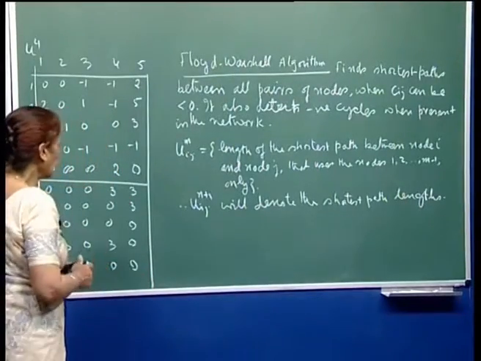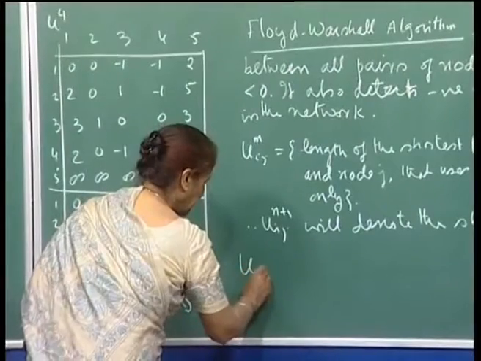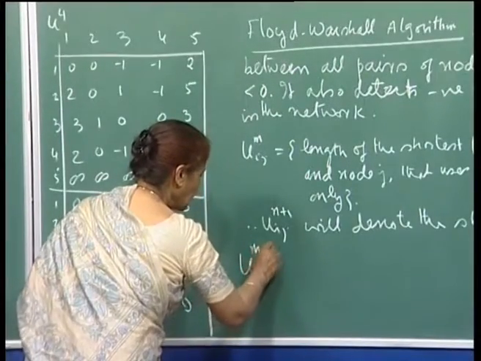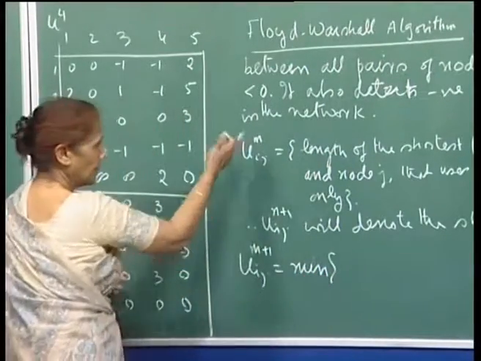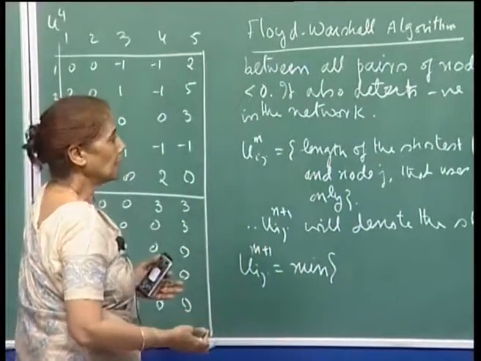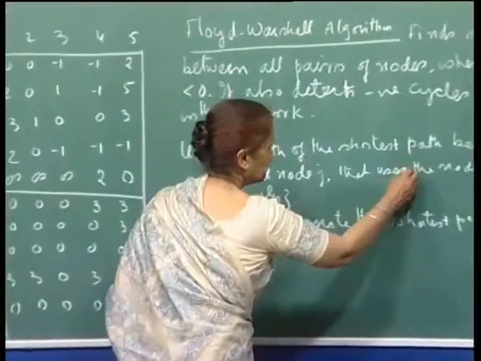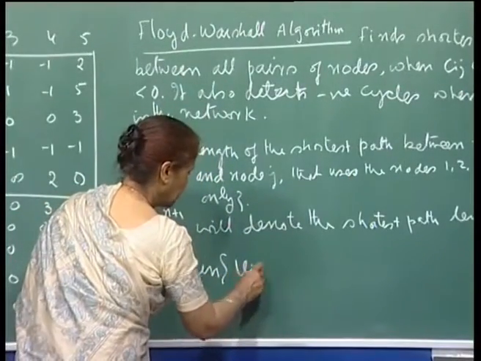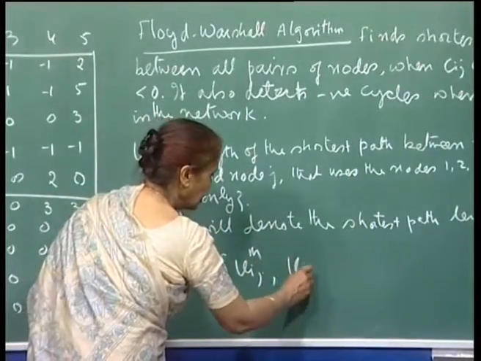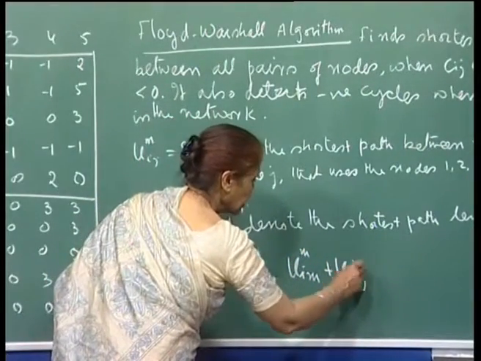So, then how do I update? The idea here is that you write Uij_m plus 1 as the minimum of, that means when you go from m to m plus 1, if you want to include the node m in the computation of the shortest paths, then you will say that this is Uij_m or Uim_m plus Umj_m.